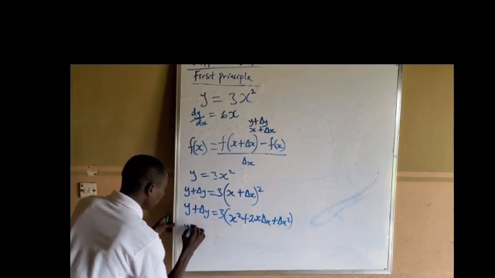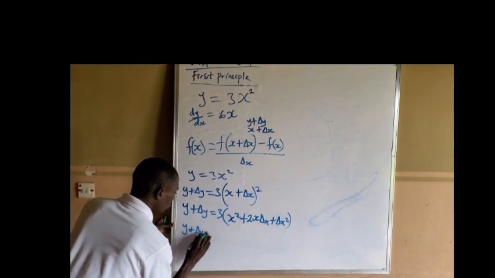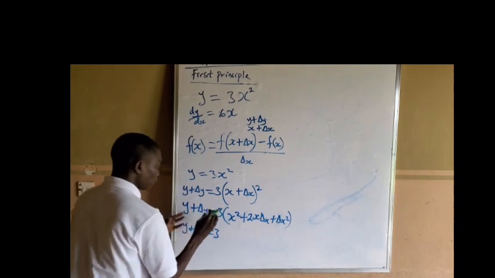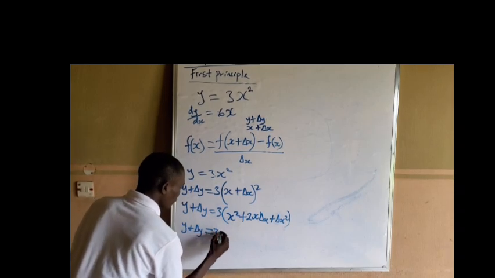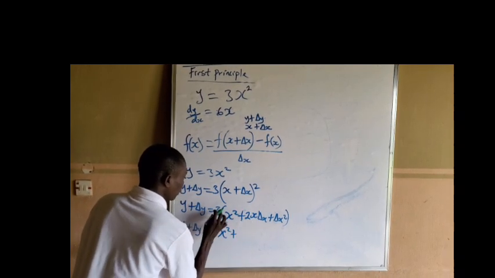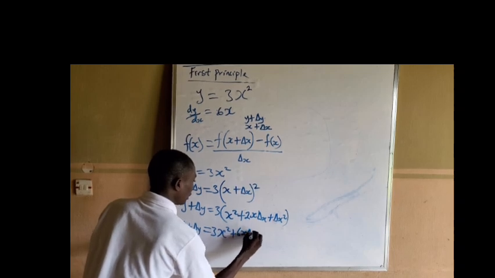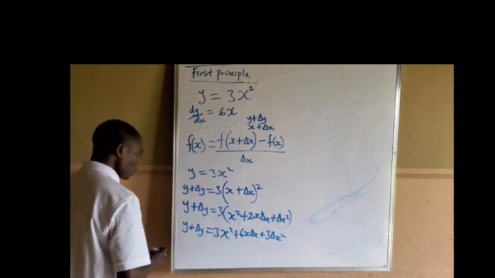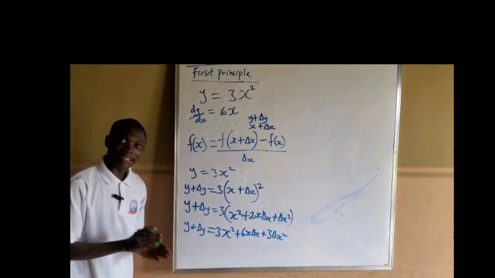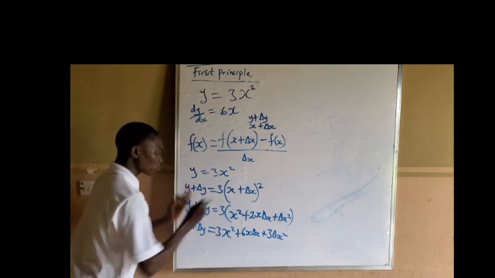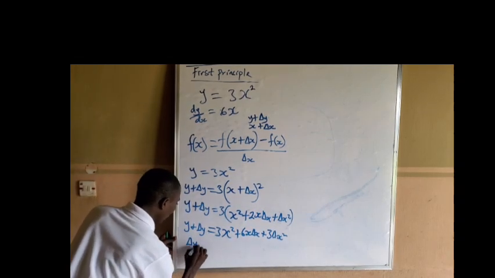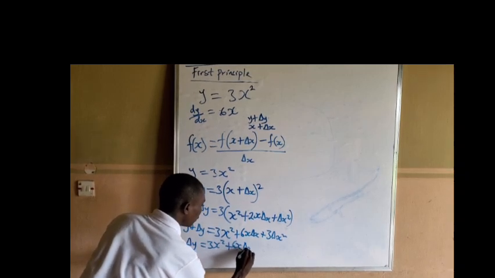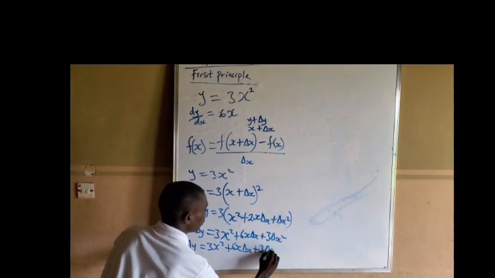Now we have y plus change in y equals 3. You use this 3 to open the brackets. Then 3 times this will give us 3x squared, plus 3 times this will give us 6x change in x, plus 3 times this will give us 3 change in x squared. So now we are looking for dy/dx, that is change in y over change in x. So we bring this one to the other side, and we have change in y equals 3x squared plus 6x change in x plus 3 change in x squared.